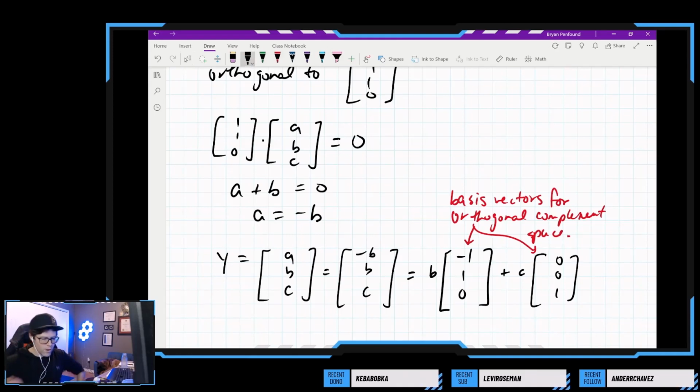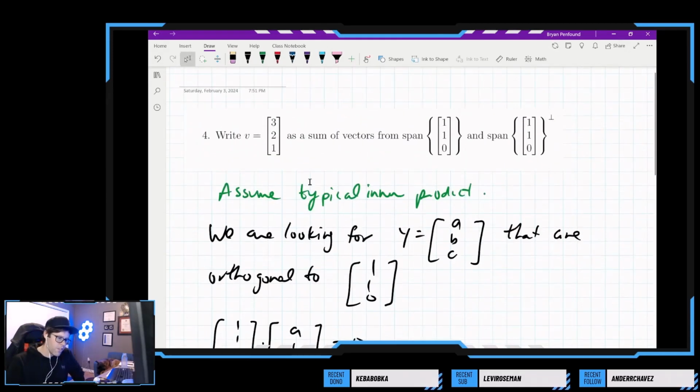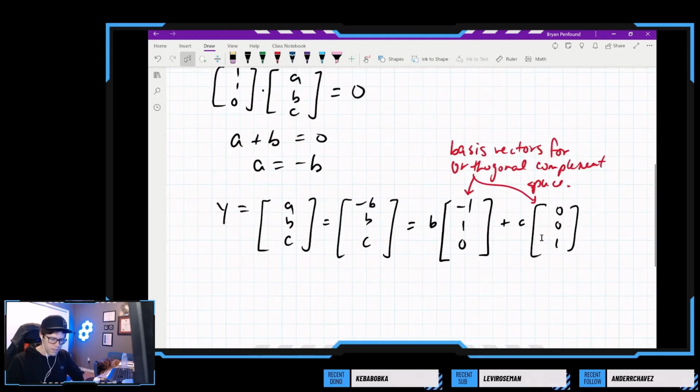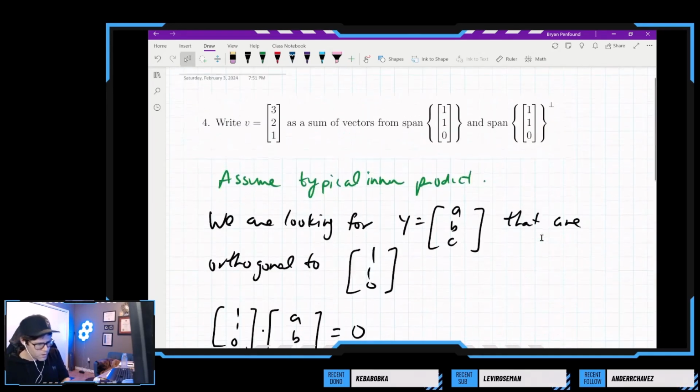So the original question wants us to get this vector, 3, 2, 1, as a sum of vectors from the span of this one and the span of the complement. So it's really like, if we just take the basis vector from the first span and combine into it the two basis vectors we have from the second span. So what is it, 3, 2, 1?